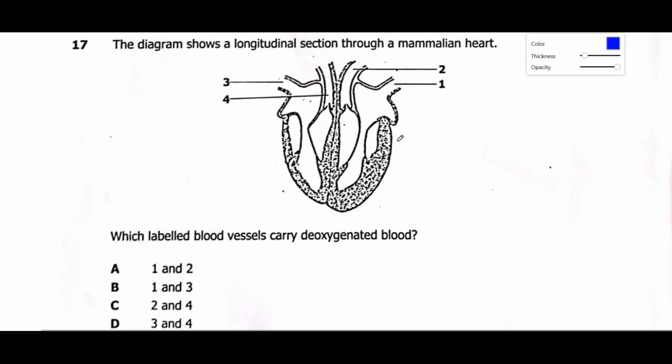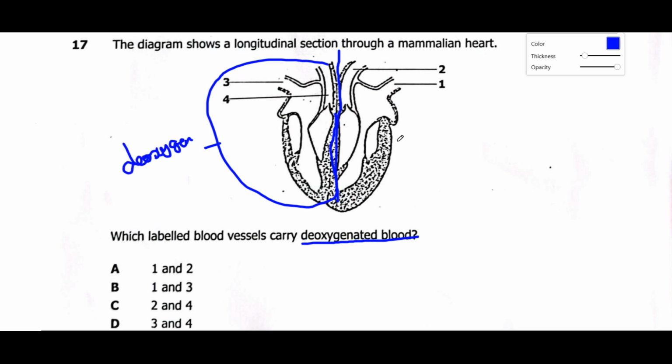Now we move on to question 17. The diagram shows a longitudinal section through a mammalian heart. Which blood vessels carry deoxygenated blood? What you have to do is this: I'm going to divide this heart into two parts. Everything here, every blood vessel or structure that you can see here, has deoxygenated blood. That's the best way to remember. Then here must be oxygenated. So the answer should be 3 and 4, which is D.